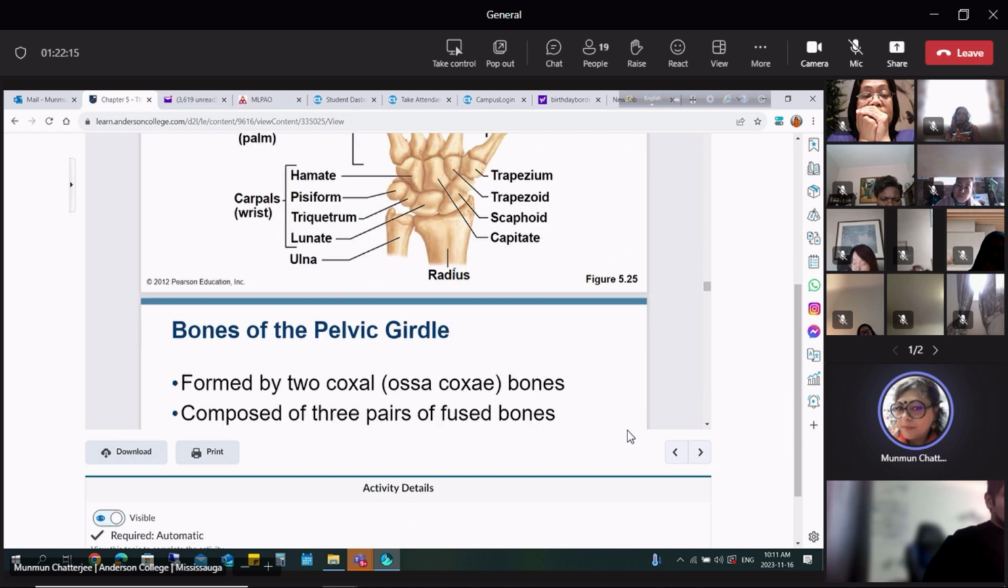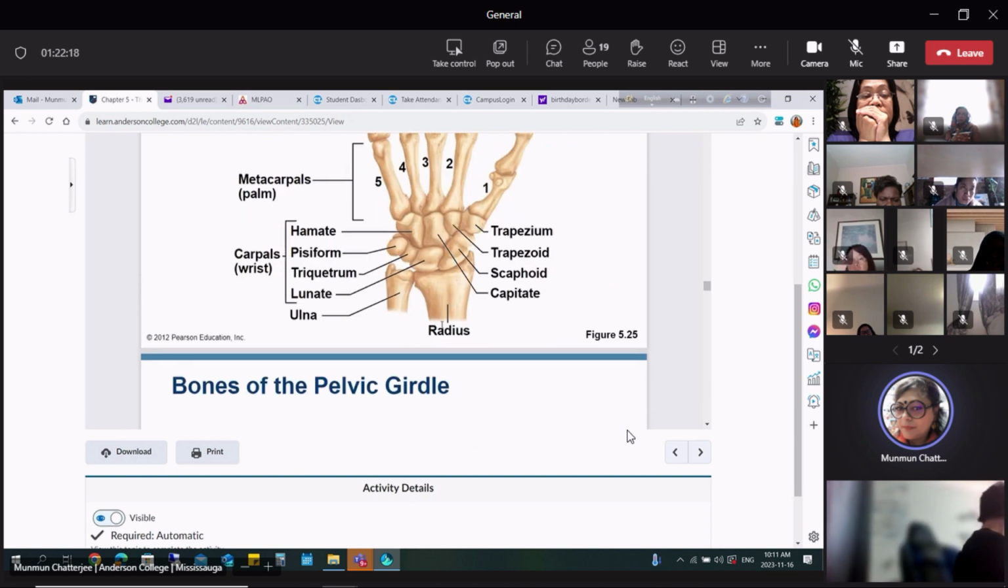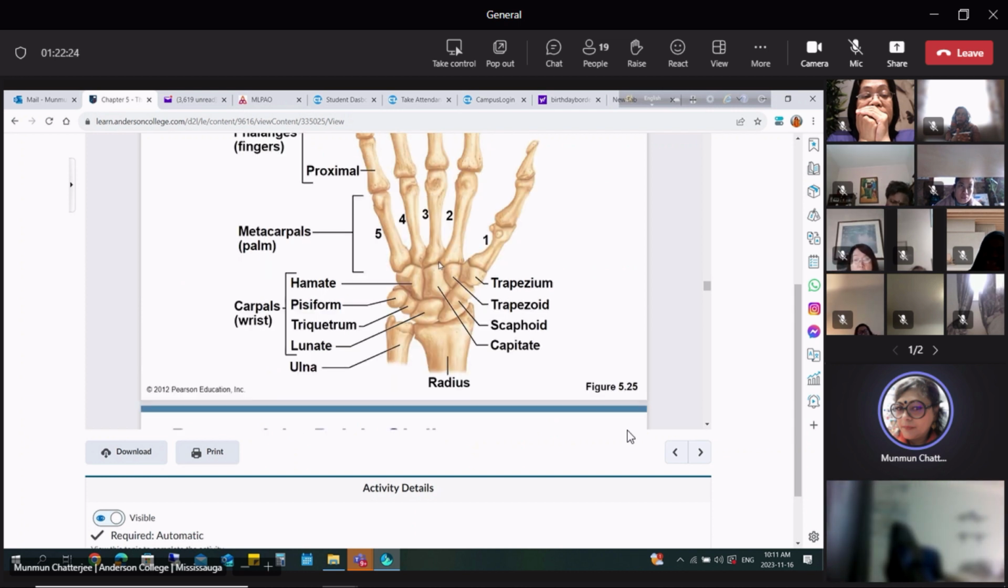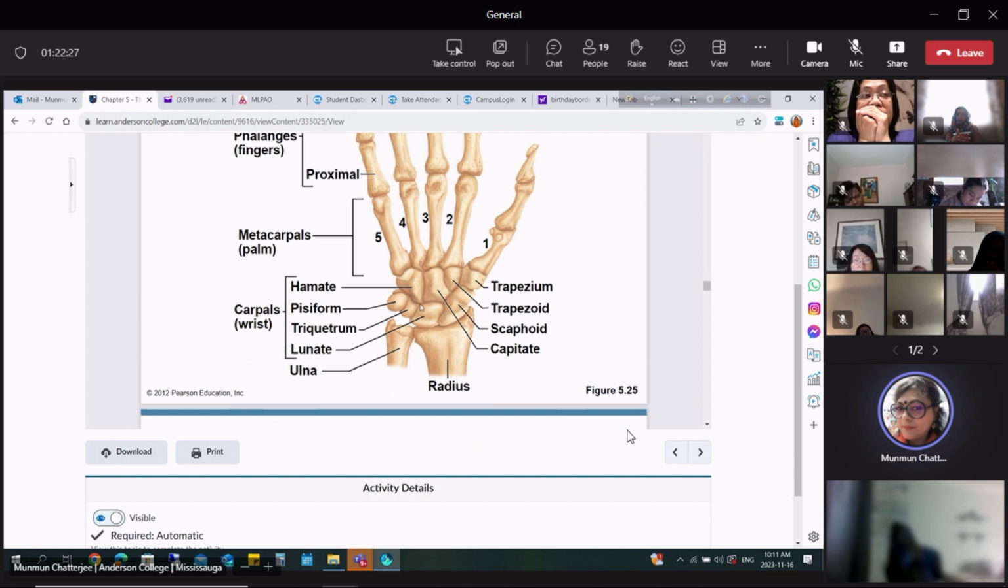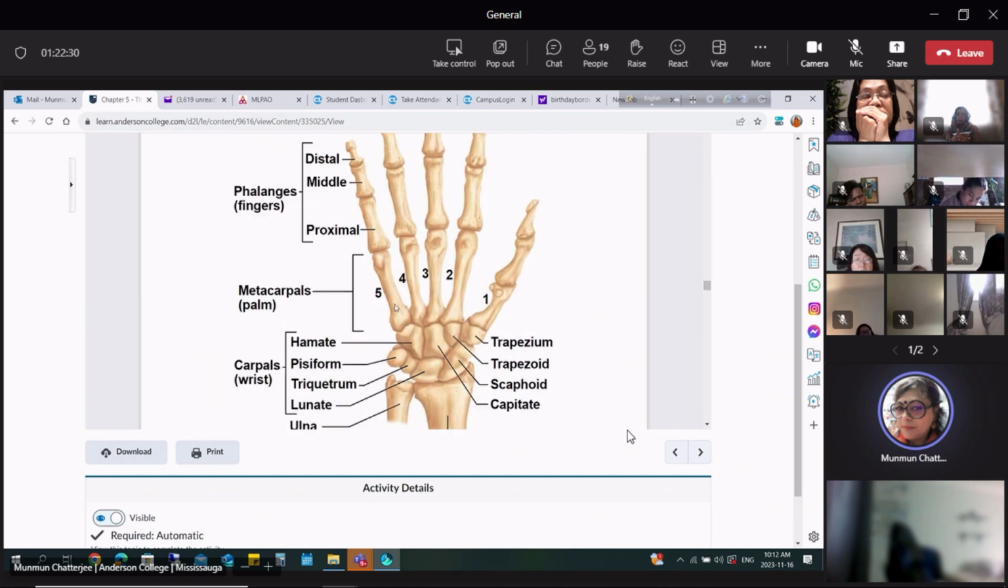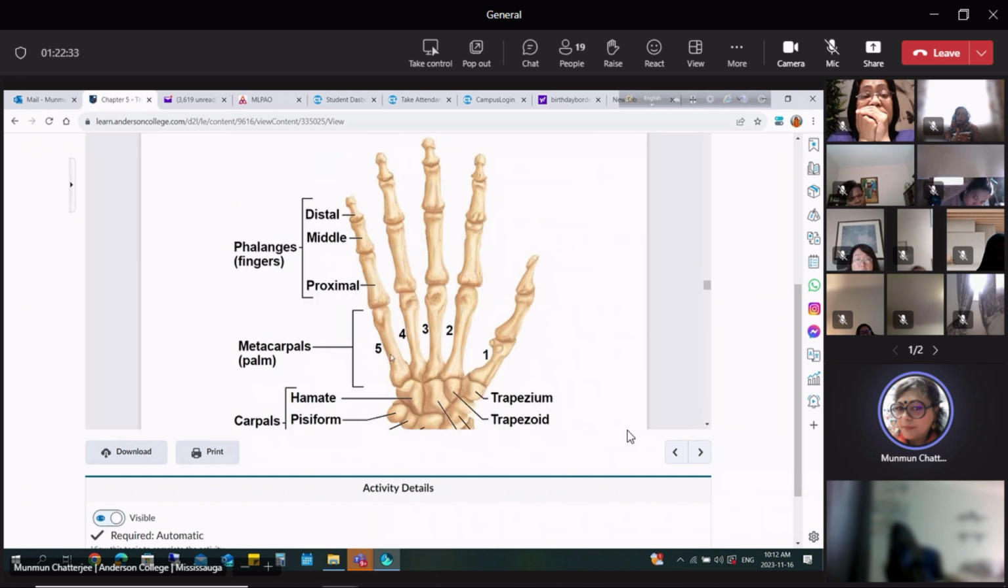That's the set. This is the radius, the lower arm, connected here with the carpals, that is the wrist bone. The wrist is composed of a couple of small bones. Then we have the metacarpals. How many do we have? Total 5 for the 5 fingers: 1, 2, 3, 4, 5. And we have the phalanges. These are the finger bones. In the phalanges, we have 3 in each, except your thumb. Thumb has only 2 because it's small.